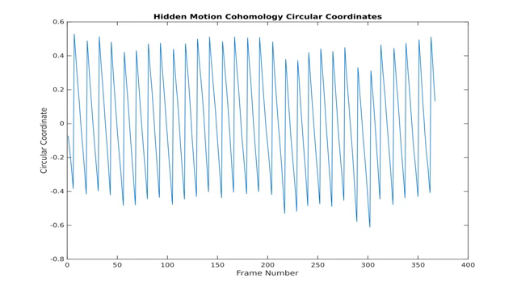Based on the frame rate of 25 frames per second and the observation that the circular coordinates are picking up on twice the heartbeat, we estimate the average heart rate of this person to be between 61 and 62 beats per minute.